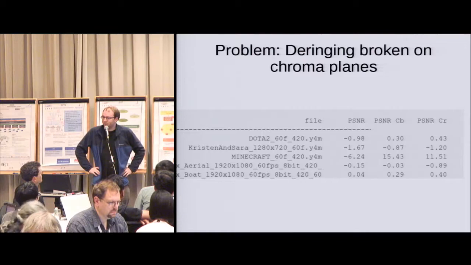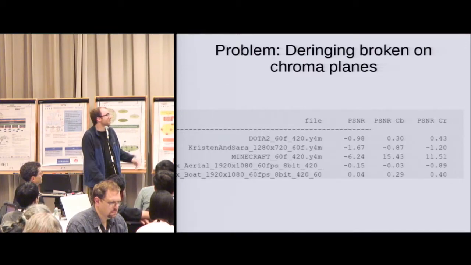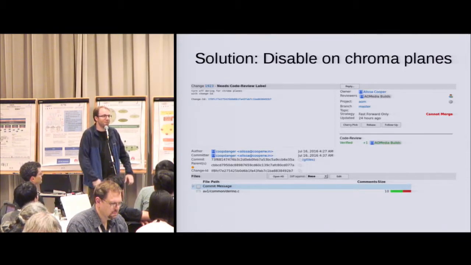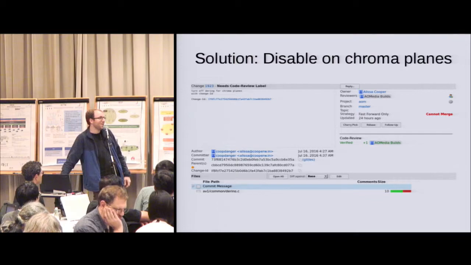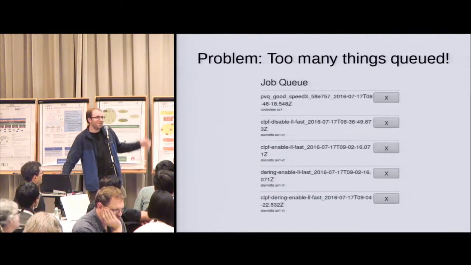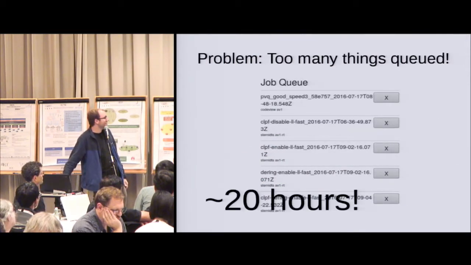Alyssa Cooper worked on a solution, which was just simply disable deringing on chroma planes. So we wrote the patch, submitted it to our magical testing tool, and it is still in the queue. We hit a second problem. Do we have too many things queued? We have 20 hours worth of jobs queued.